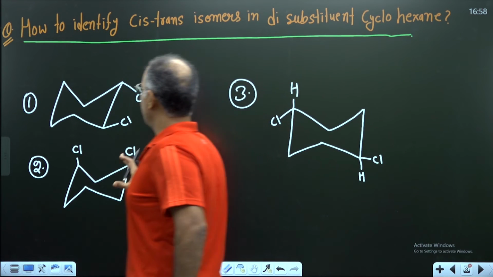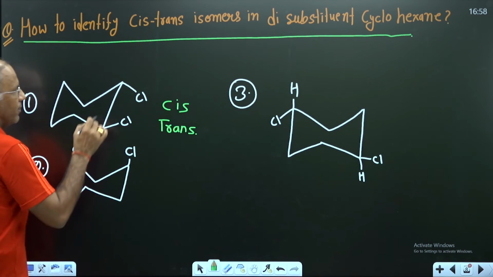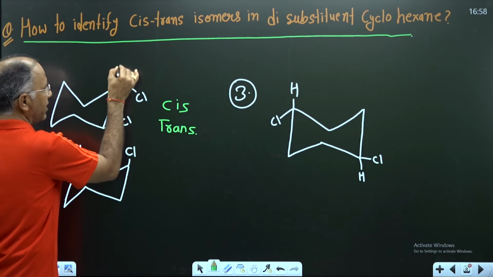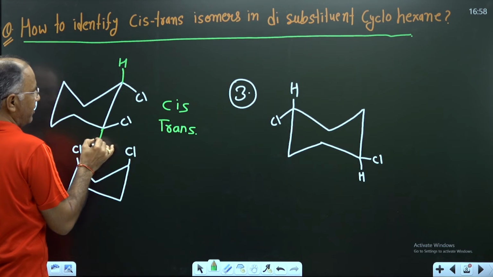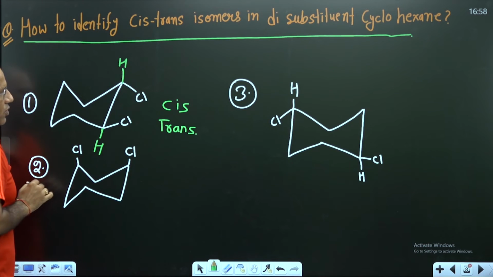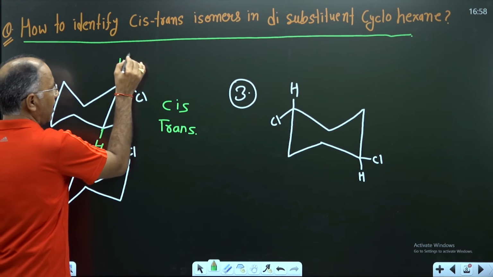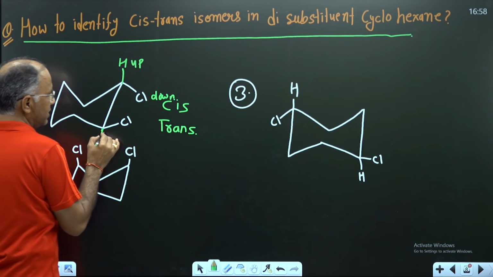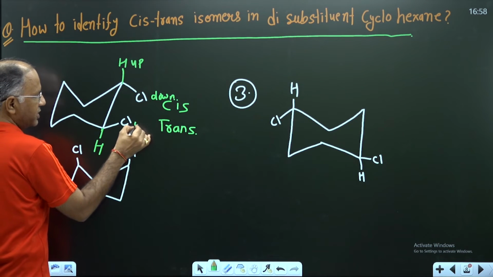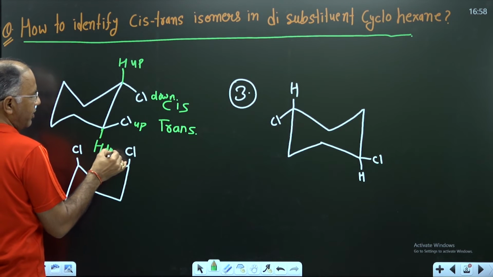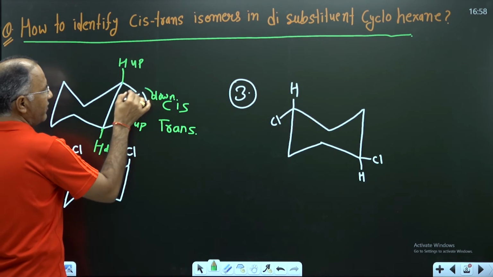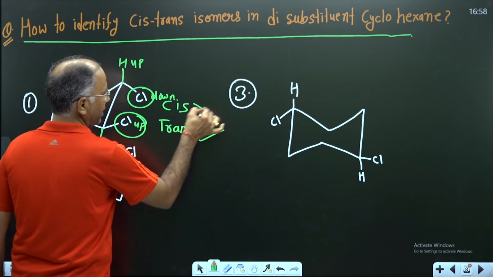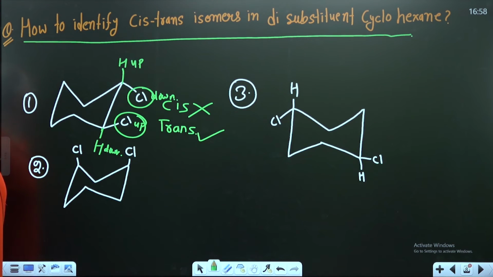It is very easy to determine cis and trans. We already know this carbon is sp3 hybridized. First of all, there will be a hydrogen at axial position. Now, this hydrogen is up, this means this chlorine will be down. Similarly, in this carbon, this chlorine is up and hydrogen is down. So, since one valence is down and one valence is up, this means it is a trans isomer. It is not a cis isomer.